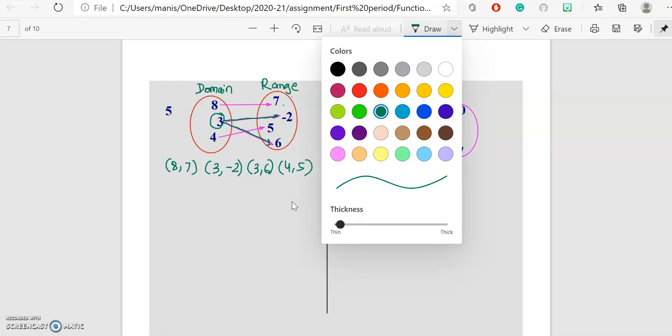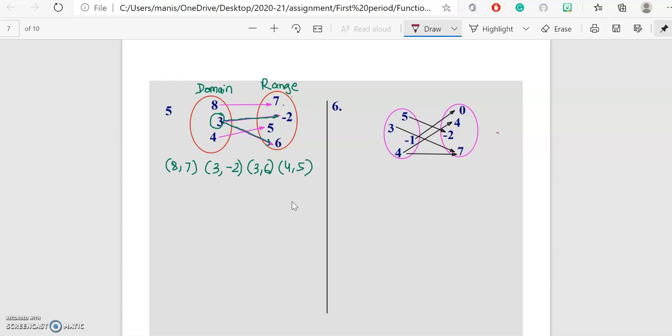Now my question to you is, do you see any domain values which are repeating? So in this case, if you look over here, 3 and 3, these two numbers are repeating. So what do you write? It is not a function.